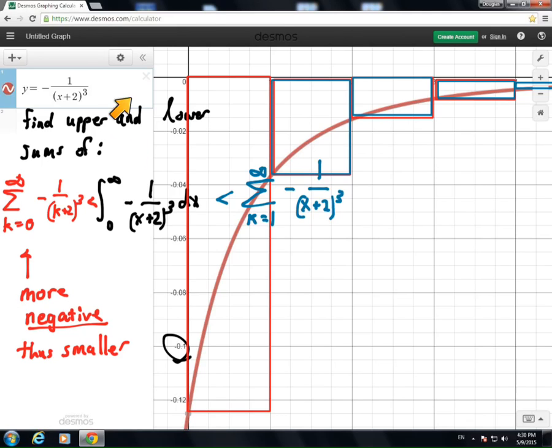So that's basically upper and lower sums. Essentially all we have to do is estimate our integral, and we're going to have a boundary on the right-hand side, which would basically be k equals 1. You'll see the general form in just a moment. We'll move on to that.